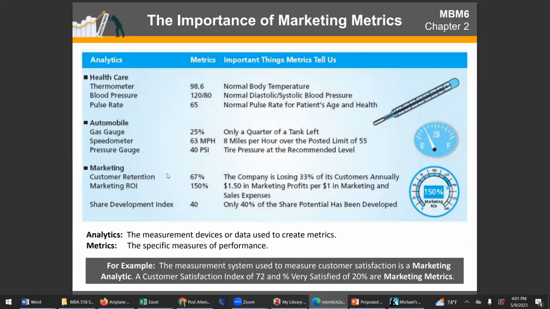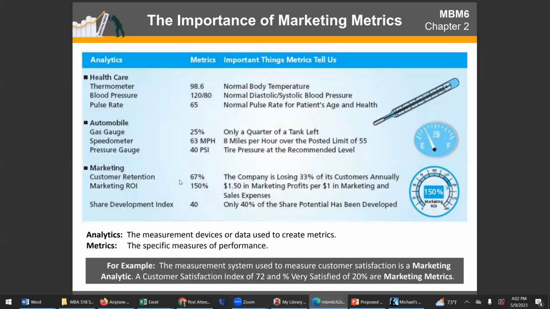Marketing metrics, okay? We can look at a marketing metric around retention. And so you might say 67%. Well, that's pretty good. Well, not really. What it means is that you're pretty much losing one of every 3 customers that you currently have. So that's not great.